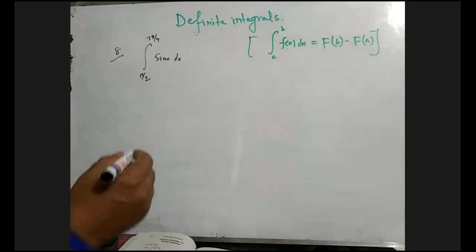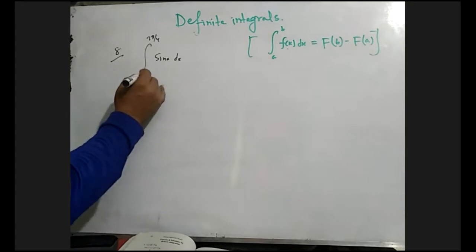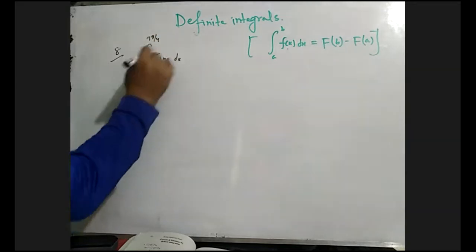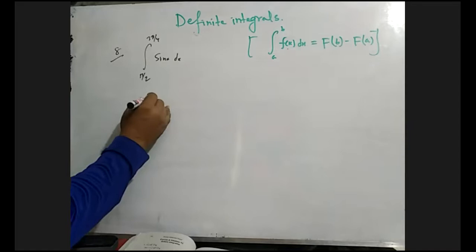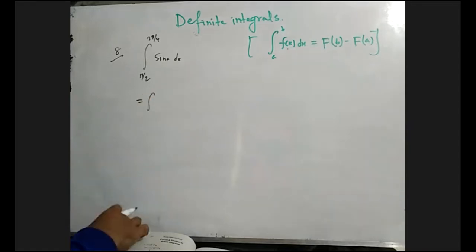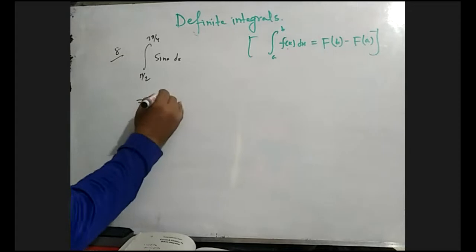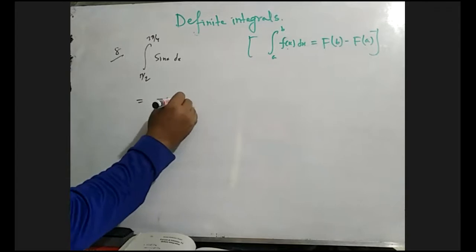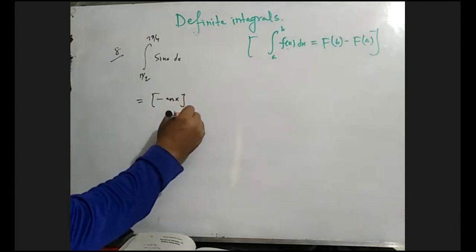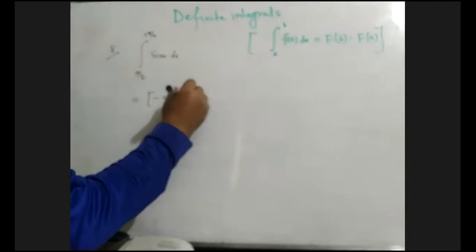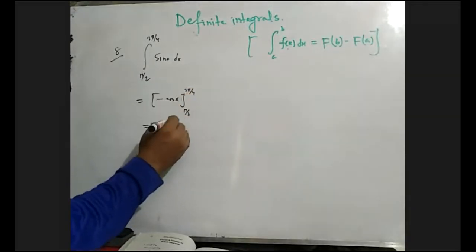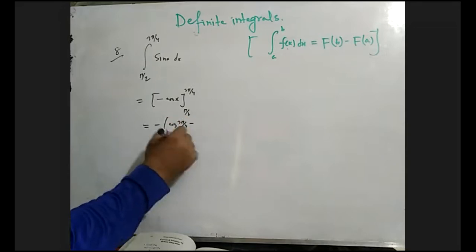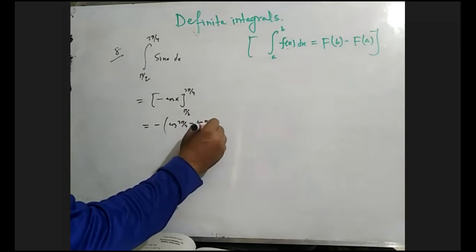Now another example 8, the definite integral with lower limit pi by 2 and upper limit 3 pi by 4 of sin x dx. What will be the integration of this? So sin x integration what? Minus cos x, and the limit will be pi by 2 to 3 pi by 4. Now putting the upper limit: minus cos 3 pi by 4 minus minus cos pi by 2.